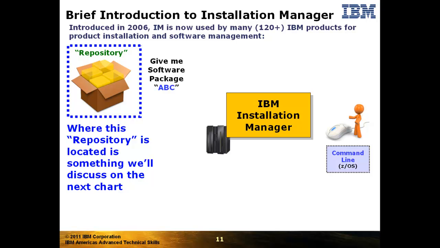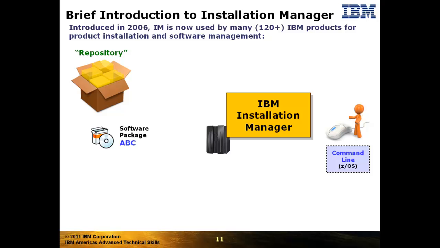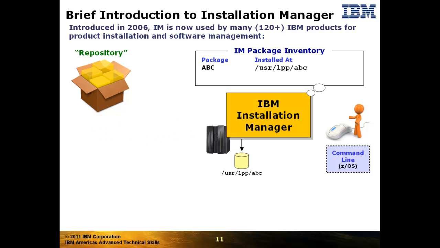Here we have to ask you to take that on faith and wait until the next chart to learn what a repository is and where it may reside. For now, consider it a store of packaged product binaries that the Installation Manager draws from to do its product installation. In the animation, we're showing a hypothetical product, ABC, being drawn from the repository and installed at location /user/lpp/abc.